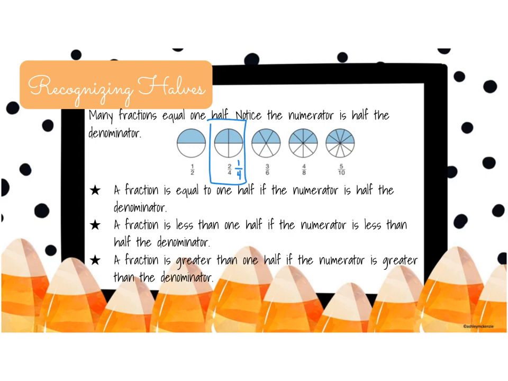A fraction is greater than 1/2 if my numerator is greater than half of the denominator. So if I had 2/4, what numerator would I need to have to show a fraction greater than 2/4? What would my numerator be? Somebody tell me. 3. So 3/4 would then be greater than 2/4. Right here, they all look different, but they are all equal to half. Okay. All of them are showing 1/2, just in different ways, okay?